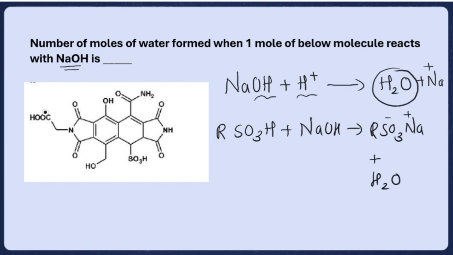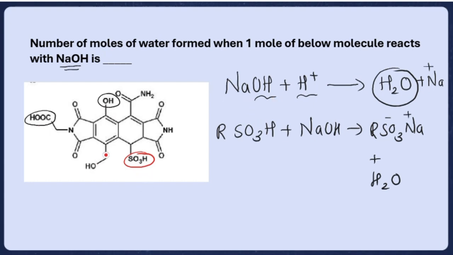Similarly, a functional group like carboxylic acid is going to form water and the carboxylate ion, and also phenol. When an OH group is directly attached to the aromatic ring, then we consider this as phenol, and phenols are acidic enough to react with sodium hydroxide. Therefore, functional groups like sulfonic acid, carboxylic acid, and phenol easily react with sodium hydroxide.